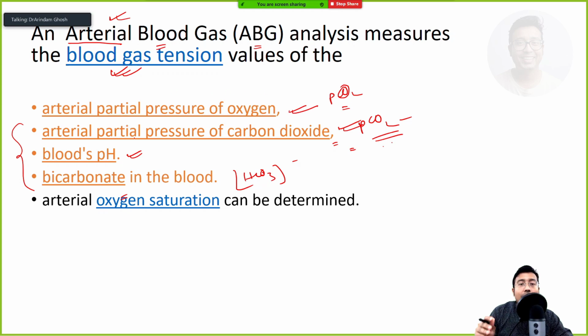Arterial oxygen saturation can be determined. There are formulas from which we can determine arterial oxygen saturation, and that is the most important. Ideally saturation should be 100%, right? 99 or 98 is still permissible. When it starts to drop, we know that there is some problem in oxygen delivery to the peripheral tissue. So the lung is at a problem.